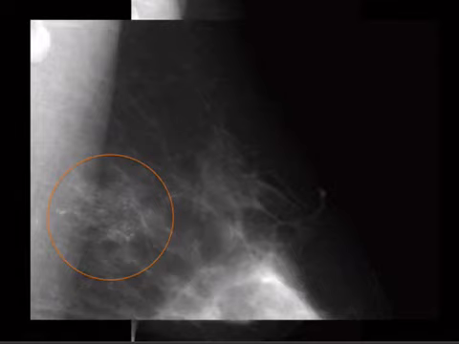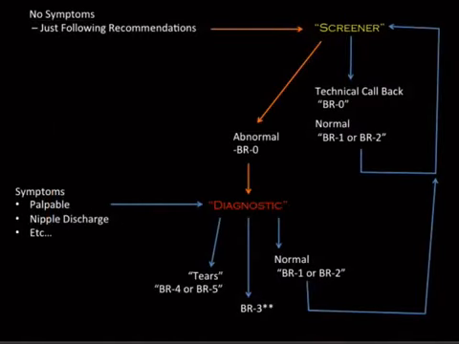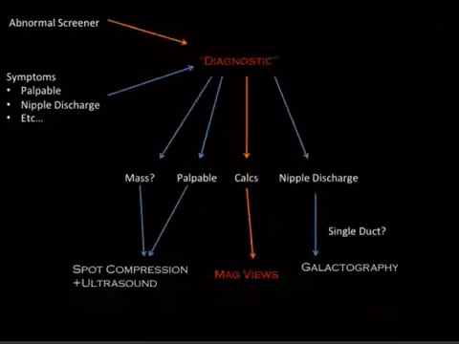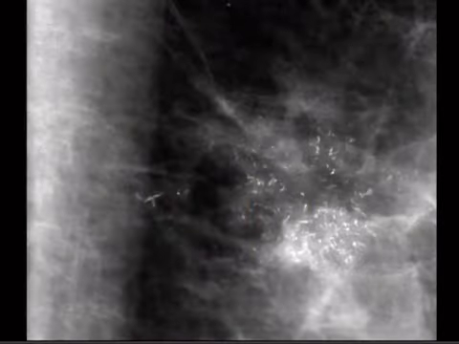All right, zoom in here. We've got some calcifications. So if this was a screener, we just did a digital zoom there, we would BI-RADS 0 that and bring it back, and we would recommend mag views, right? Because digital zoom is not the same as magnification.